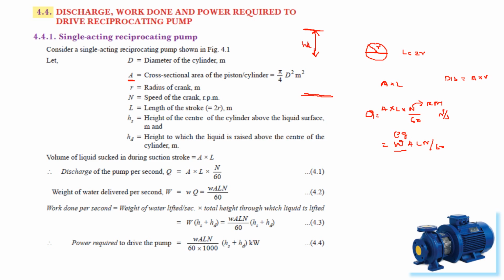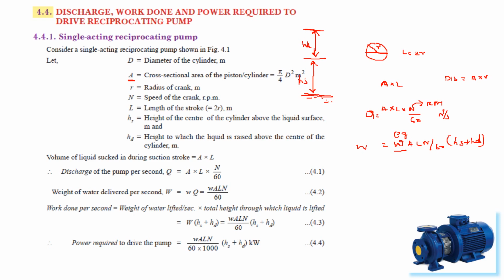It is nothing but the delivery head, and here is the center of the cylinder. It is the suction head. It doesn't mean the length of a suction pipe and the length of a delivery pipe. The total height is from the surface of water to the liquid raised above the center of the cylinder. To calculate the work done, the weight should be multiplied by the total height, nothing but hs plus hd.